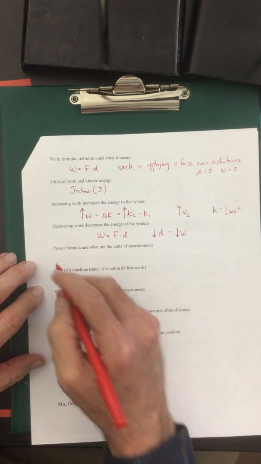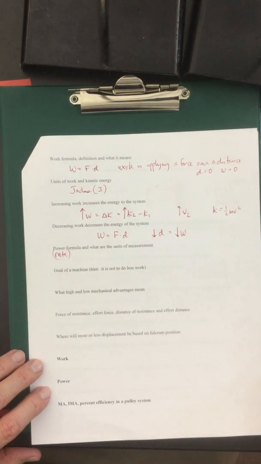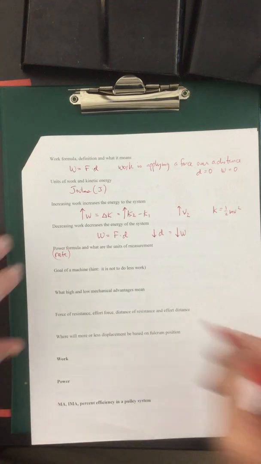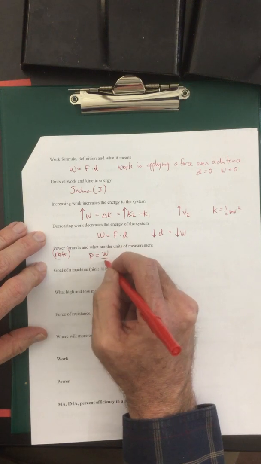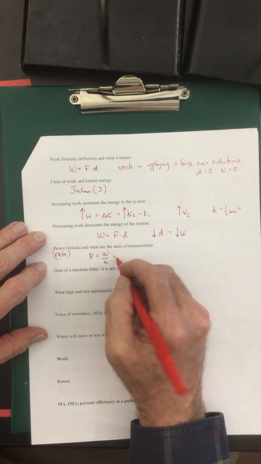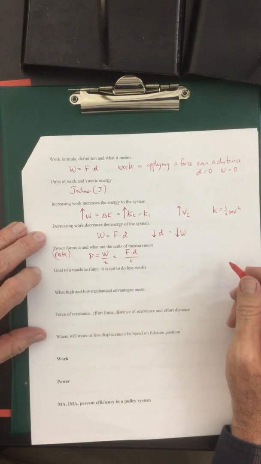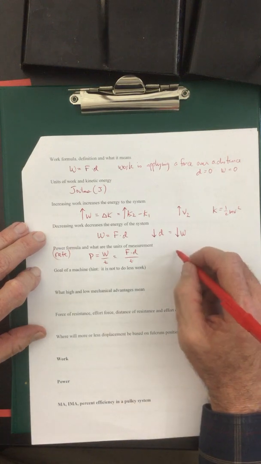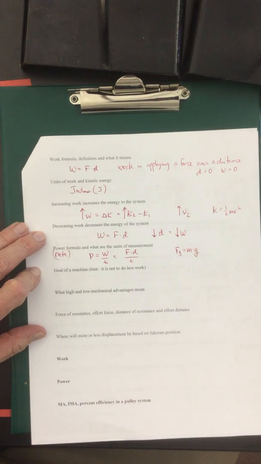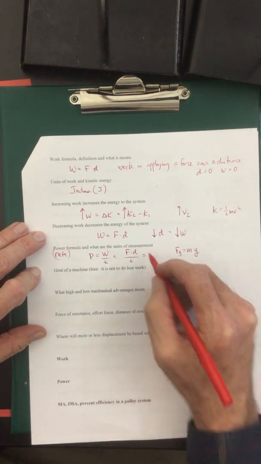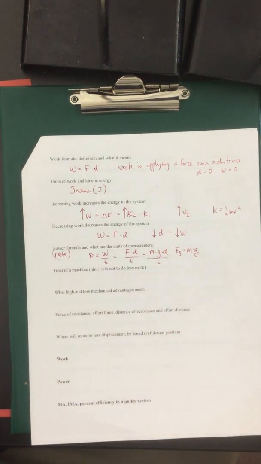So the power formula, remember, power is a rate. It's like velocity. It's how fast the work is being accomplished. And the formula for this is power is equal to work over time. And remember, work is equal to force times distance, over time. And if you're lifting a box, the F is the Fg, which is m times g. So this could translate into m times g times d, all over time.